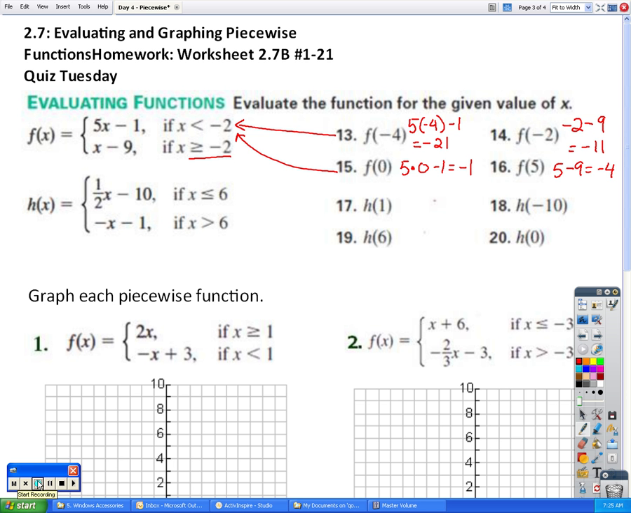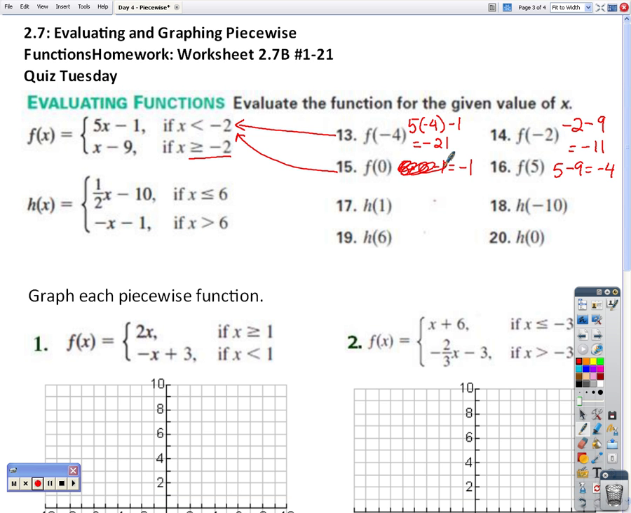Okay, the answer to number 17. Oh, wait, I have a mistake. 0. Whoops, I recopied this wrong. I did this one wrong. Uh-oh. That's why you're not feeling well, Ms. Strauss.